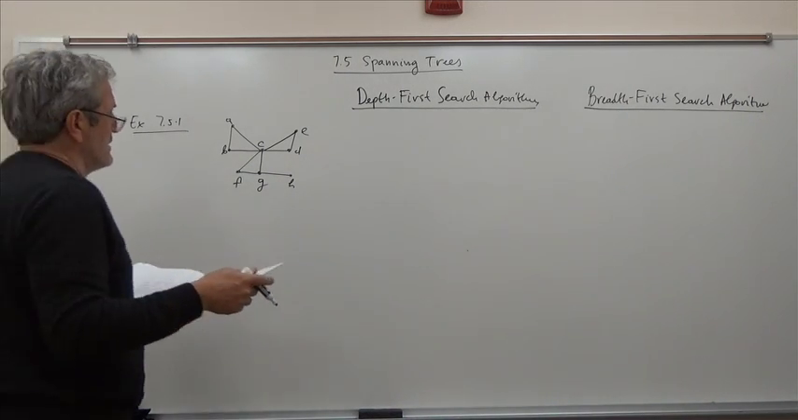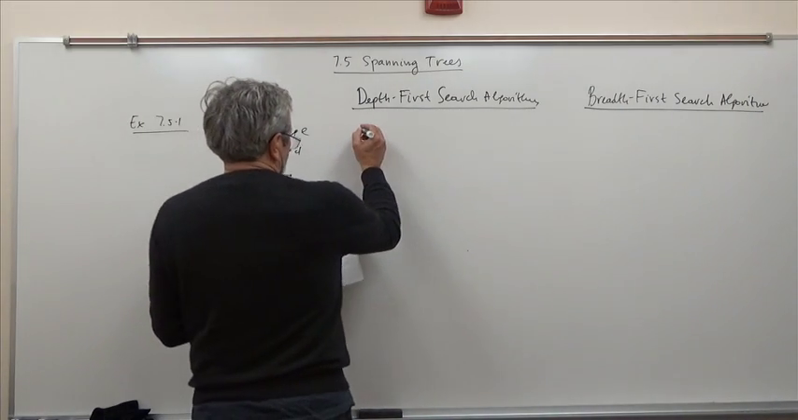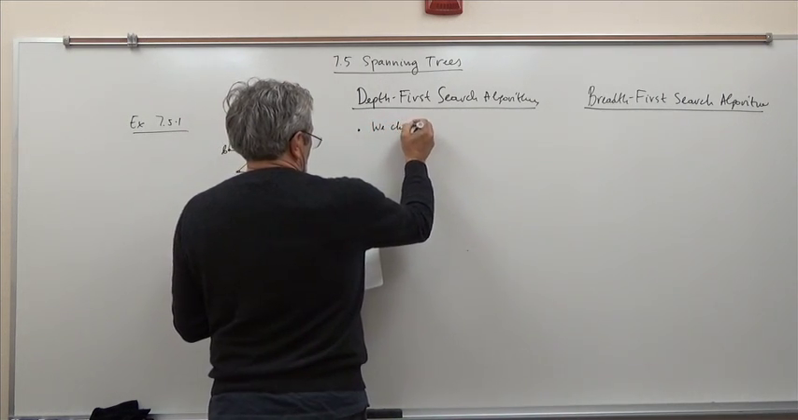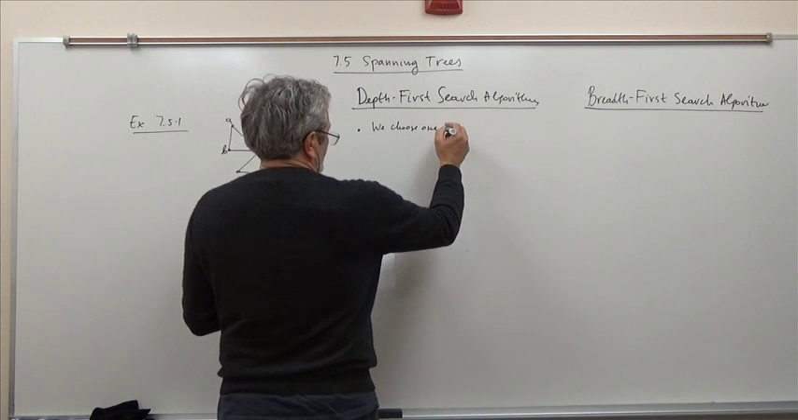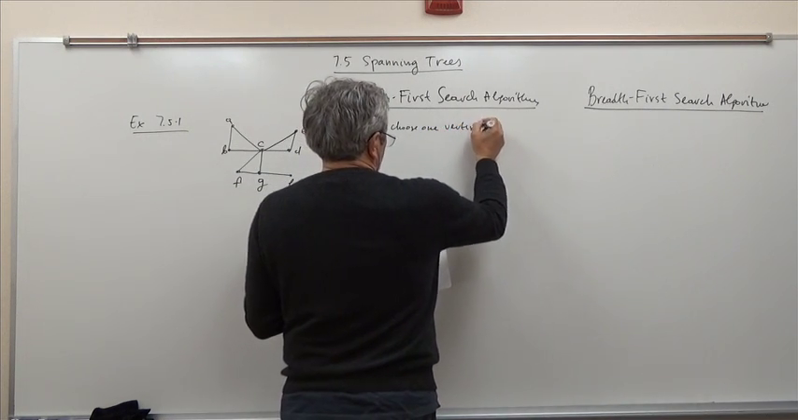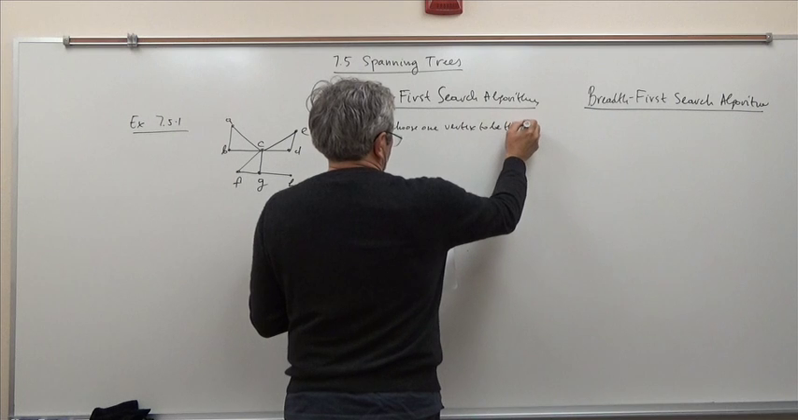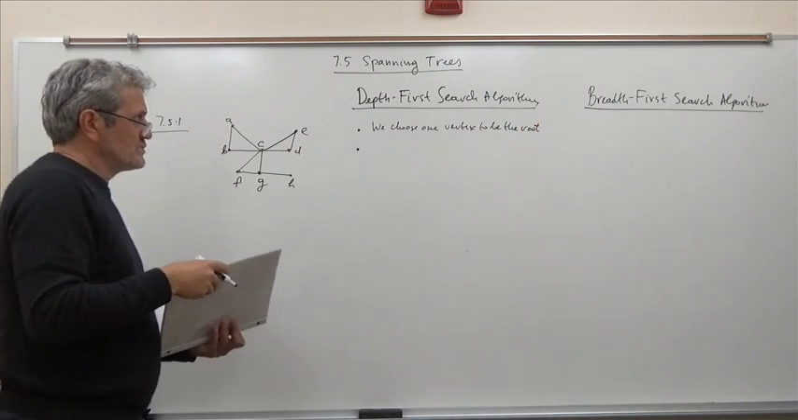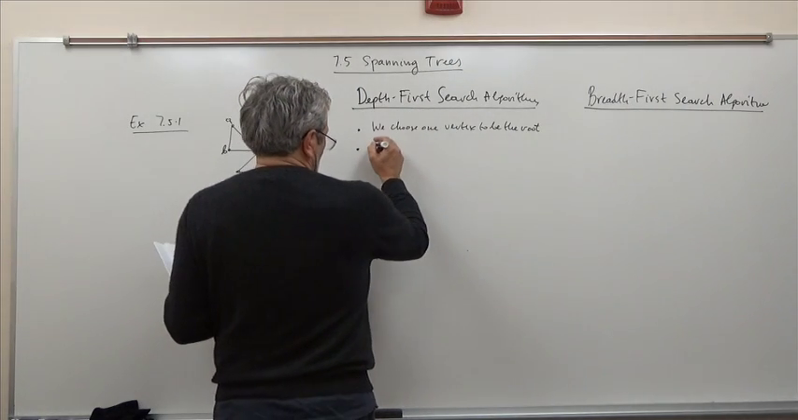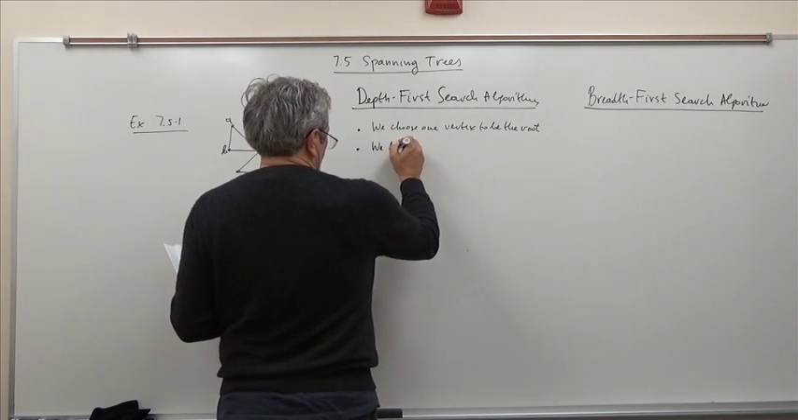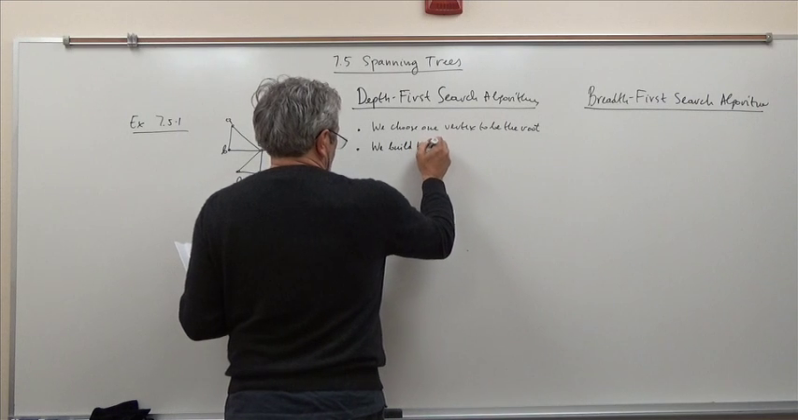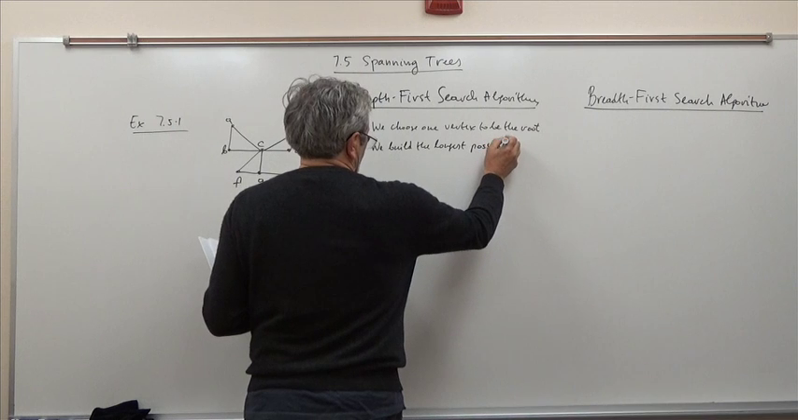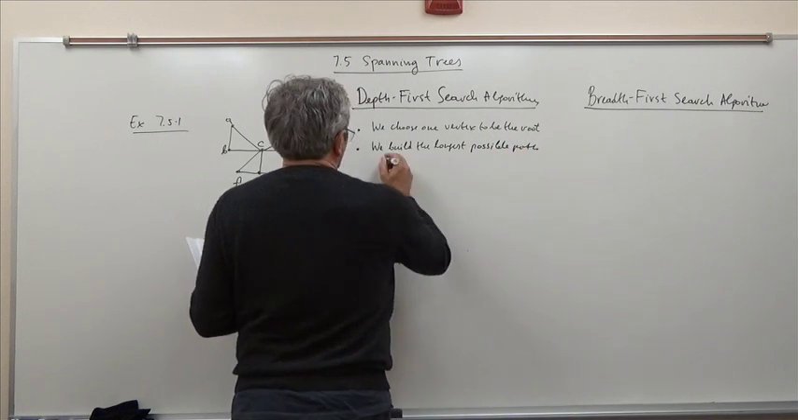In the depth first search algorithm, here is the procedure. We choose one vertex to be the root. What do we do then? We build the longest possible path from that root.